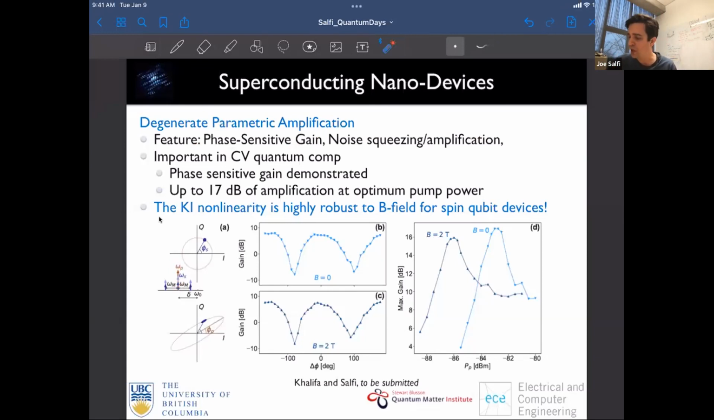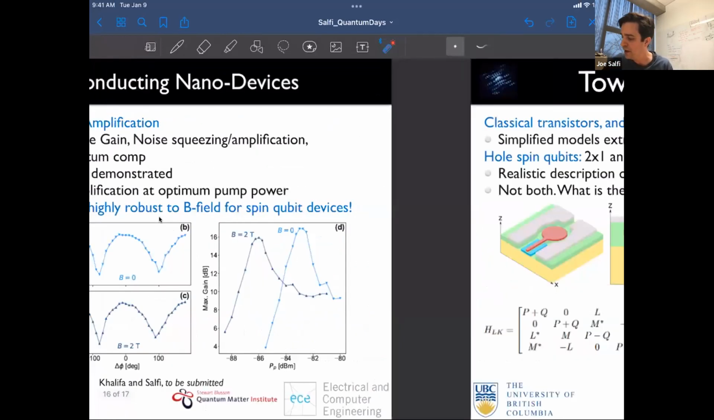And the punchline of this is that we get this phase sensitive gain versus relative angle, and we see that that is maintained at a very high magnetic field of 2 Tesla. So this is actually, as far as we know, the world's first parametric amplifier in the microwave regime based on superconducting technologies that operates at a high magnetic field. And this sort of amplification and de-amplification with the 2 pi periodicity is the key there.